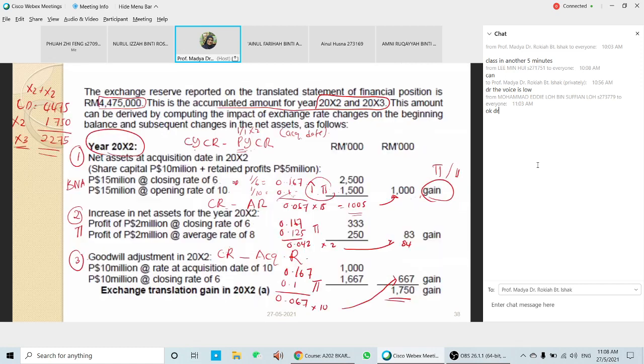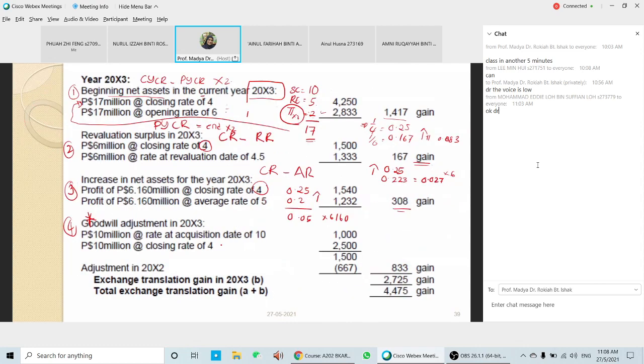Okay. So for the goodwill, we take the closing rate minus the acquisition rate, and then minus a prior year adjustment. The prior year adjustment is the goodwill adjustment in X2. So the goodwill adjustment in X2 here is 667.